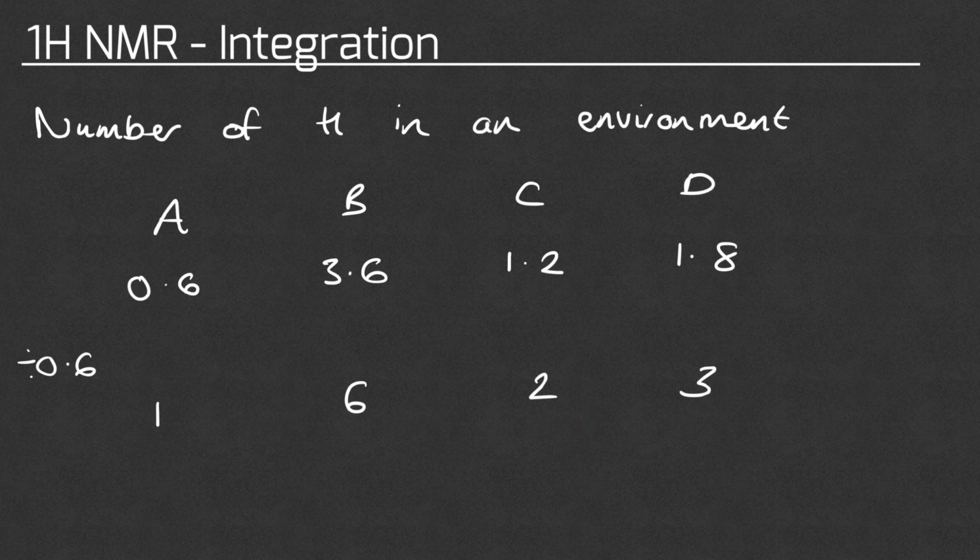Now remember that as integration traces are always ratios, you might actually have 2 in A, 12 in B, 4 in C, or 6 in D. So just bear that in mind with the harder exam questions. Sometimes you might have to double or triple the values stated to get the actual number of hydrogens in each environment.